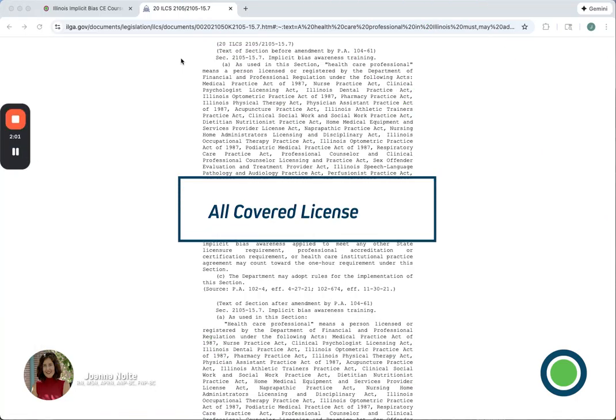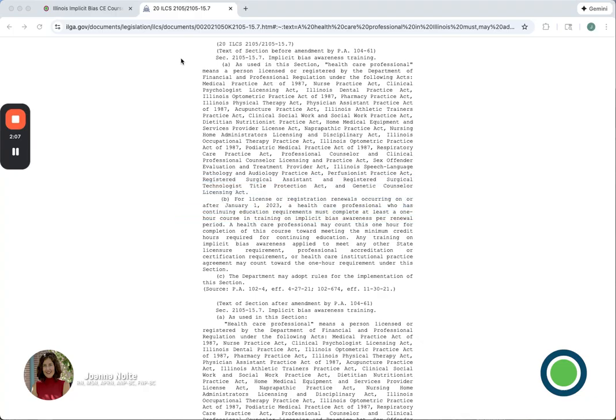For license or registration renewals occurring on or after January 1st, 2023, a healthcare professional who has continuing education requirements must complete at least a 1-hour course in training on implicit bias awareness per renewal period. A healthcare professional may count this 1 hour for completion of this course toward meeting the minimum credit hours required for continuing education. Any training on implicit bias awareness applied to meet any other state license requirement, professional accreditation, or certification requirement, or healthcare institutional practice agreement may count towards the 1-hour requirement under this section.